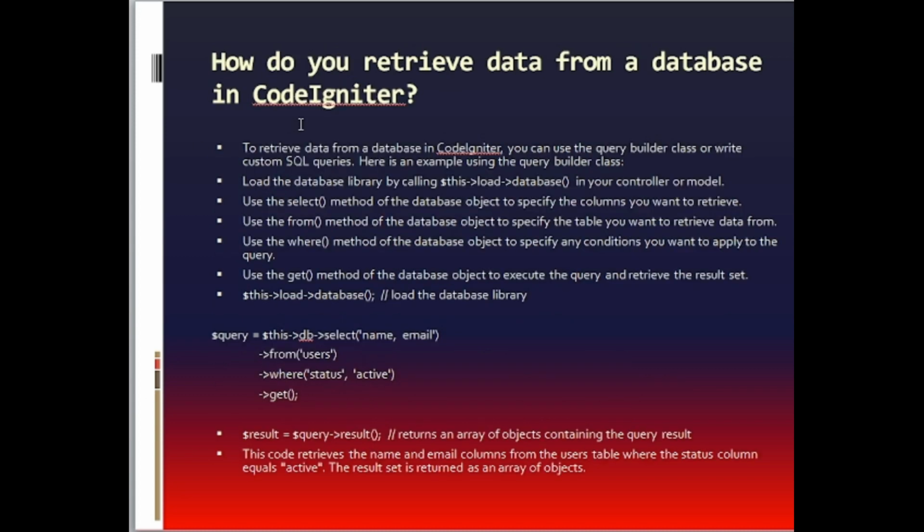How do you retrieve data from the database in CodeIgniter? To retrieve data from the database in CodeIgniter, you can use the query builder class or write custom SQL queries. Here is an example using the query builder class.